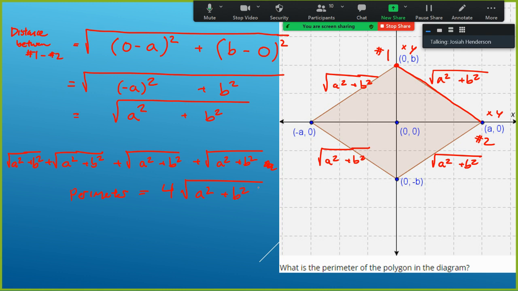You might get this problem, or you might get another one that's similar to it, where they don't define the units, and they leave them as generic A's, B's, or something like that. If you use the distance formula, we can still write the distance in terms of A and B, like we did here.